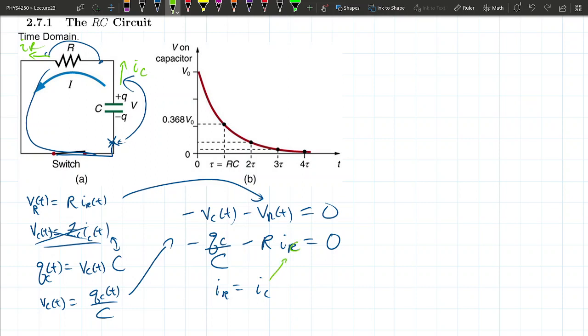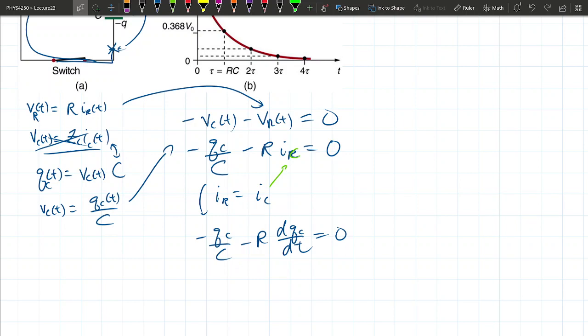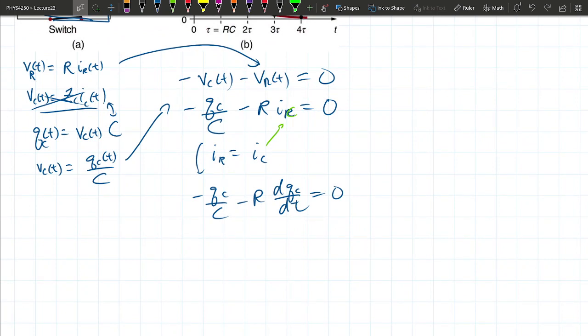The current across the capacitor is just how much charge is coming off that capacitor per unit time. That's a differential. So I can rewrite this equation as QC over C minus R dQC over dt. And now we end up with a differential equation. Don't worry, this is a very simple one. It's just separate the variables and then integrate both sides. We just need integration actually. We don't need differential equations. I shouldn't have said that word.